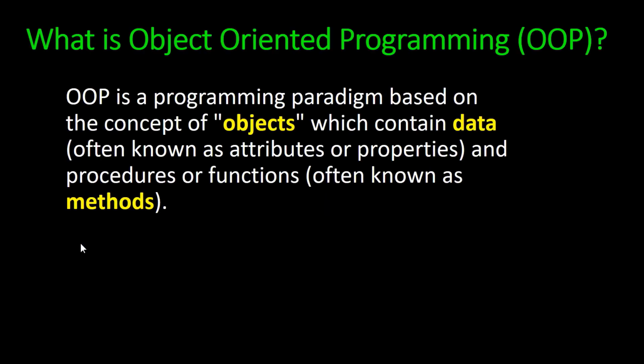What is object-oriented programming? OOP is a programming paradigm based on the concept of objects which contain data, often known as attributes or properties, and procedures or functions which we call methods.